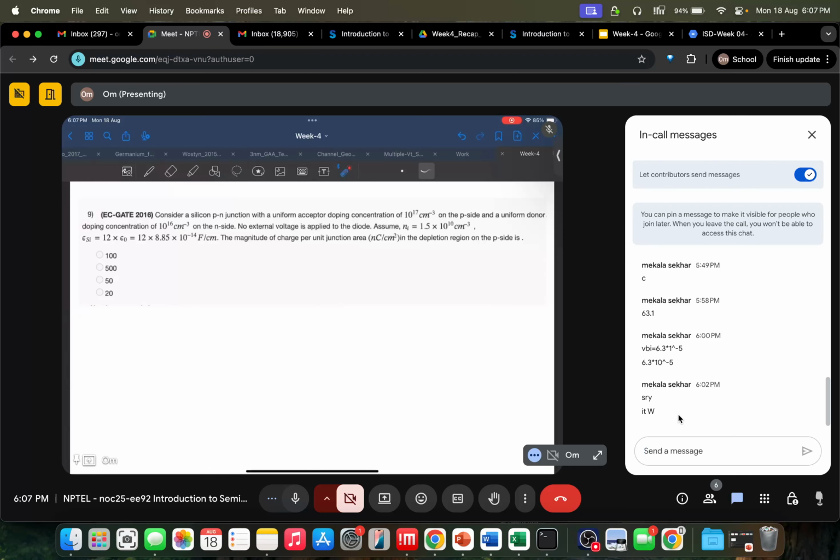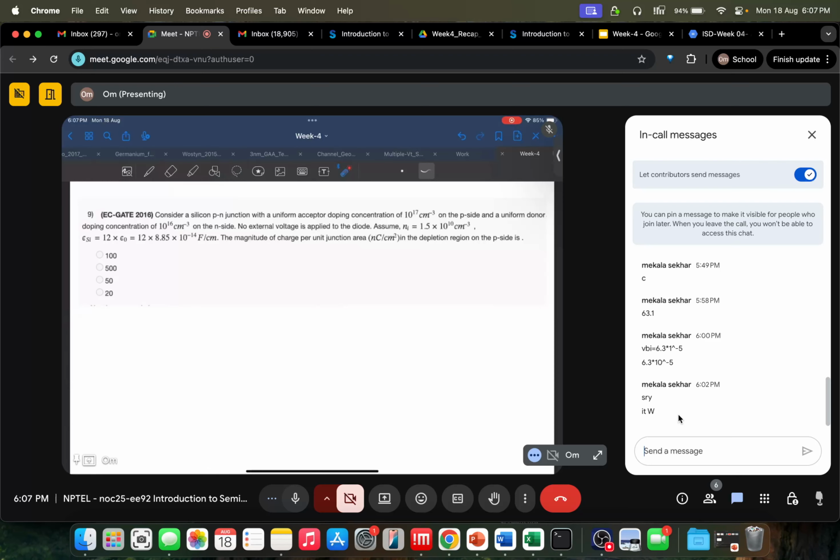Okay, let us see how to solve this one. So what it says is consider a silicon PN junction with uniform acceptor doping and uniform donor concentration. The external voltage is not applied. Assume Ni is there. The magnitude of charge per unit junction area in the depletion region on the P side. So what it's saying is you have a PN junction. So it's saying on the P side, what is the charge per unit area per centimeter square in this area, just on the P side depletion region.